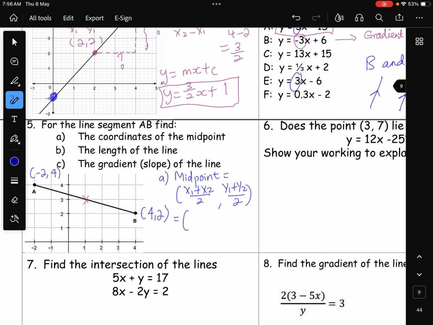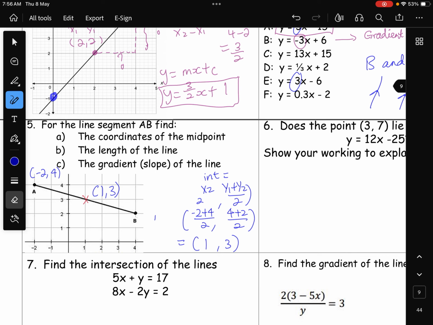Okay, so I'll just show you really quickly. I can do -2 plus 4 over 2. Then I'll do 4 plus 2 divided by 2. That should give me simply (1, 3), and this relates very well to the coordinates of the point on this line. So that gives me the midpoint. This should be quite clear, right? Hopefully this rings a bell.